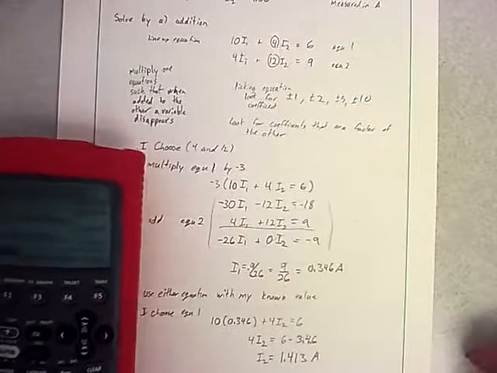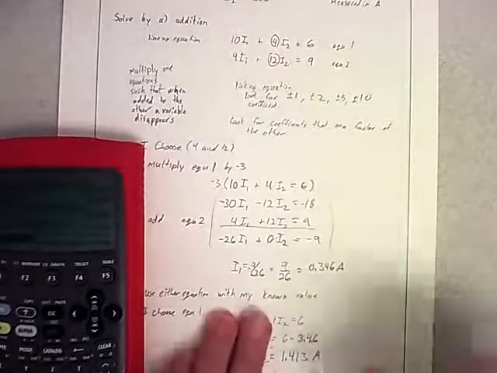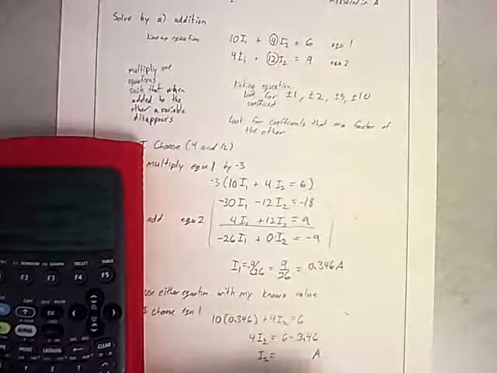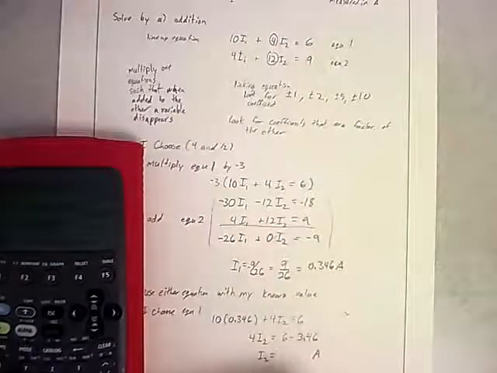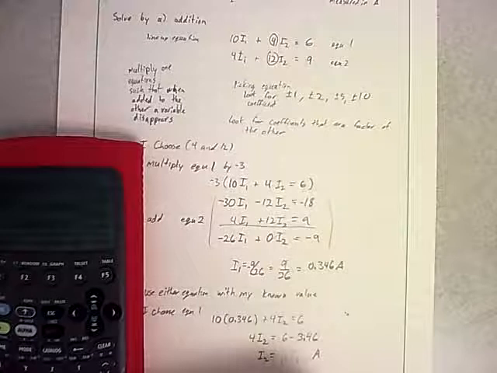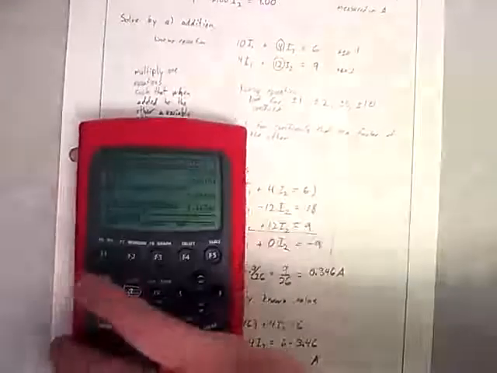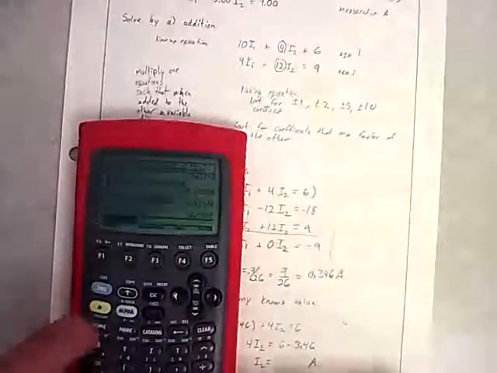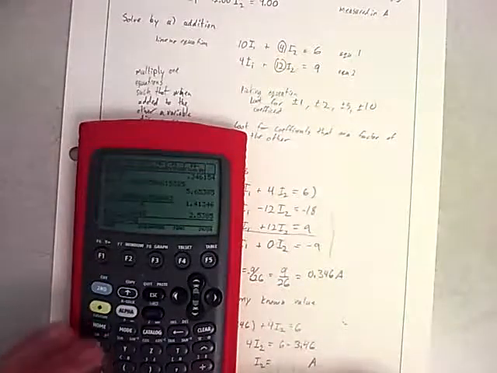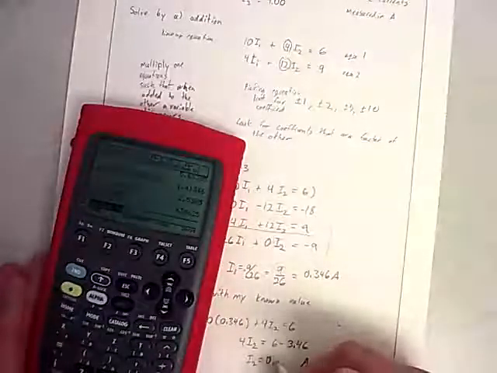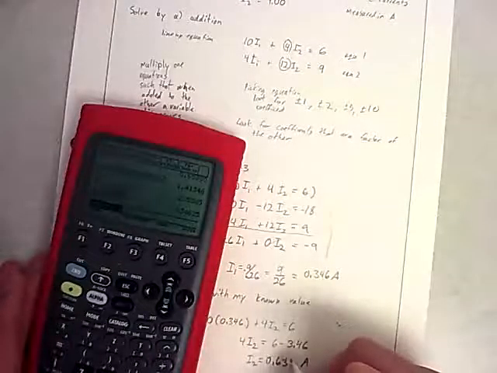Because I did not multiply by 10 up there. So let's try that again. 6 minus 3.46, and I'm going to use some of the extra decimals that I have up top. There we go. I get 2.5 divided by 4. There we go. 0.635 amps.